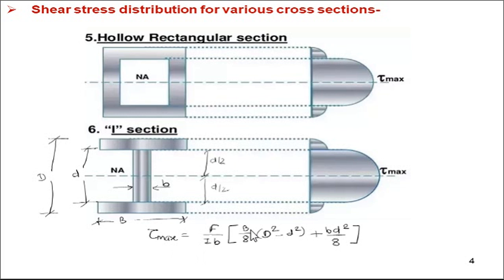So F upon Ib, times B upon 8. Here capital B is the breadth of the flange and small b is the breadth of the web. There are two parts, the web and the flanges, a top flange and a bottom flange. So B/8 multiplied by (D square minus small d square), plus bd square divided by 8. In the figure you can see where capital D and small d are. This is the formula to determine the maximum shear stress, tau max, for the symmetrical I section.